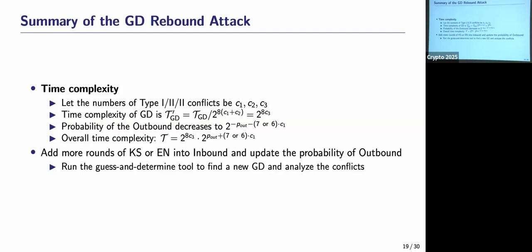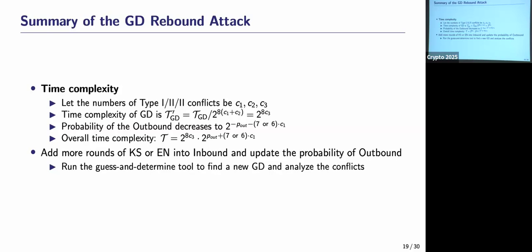At the same time, the probability of the outbound phase should add the probability of type 1 conflicts. Then, the overall time complexity is decided by the probability of outbound phase and the time complexity of the GD. For better attack, we can add more rounds of the KS or EN path into the inbound and update the probability of the outbound phase.